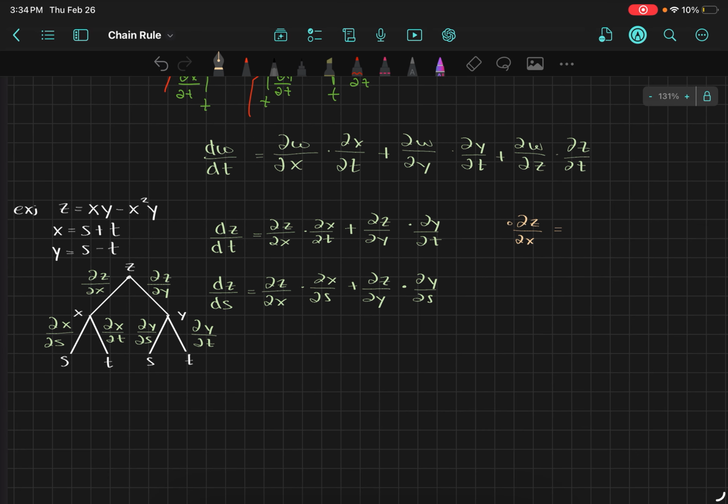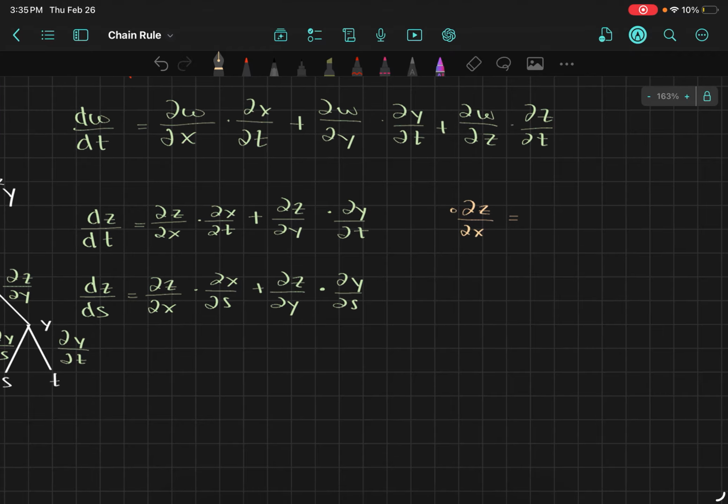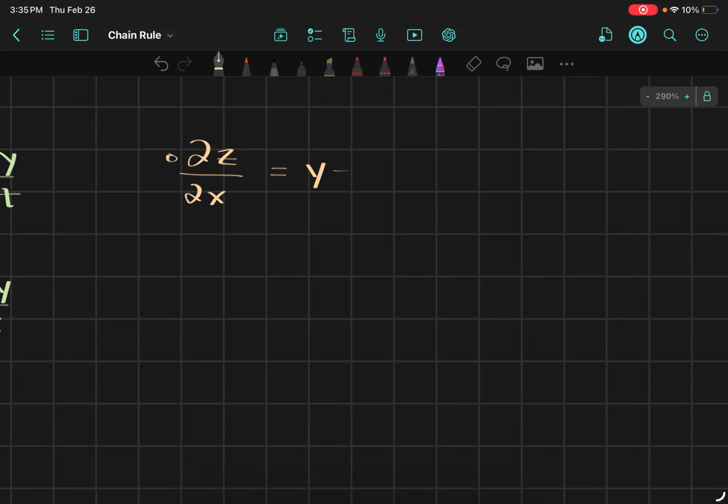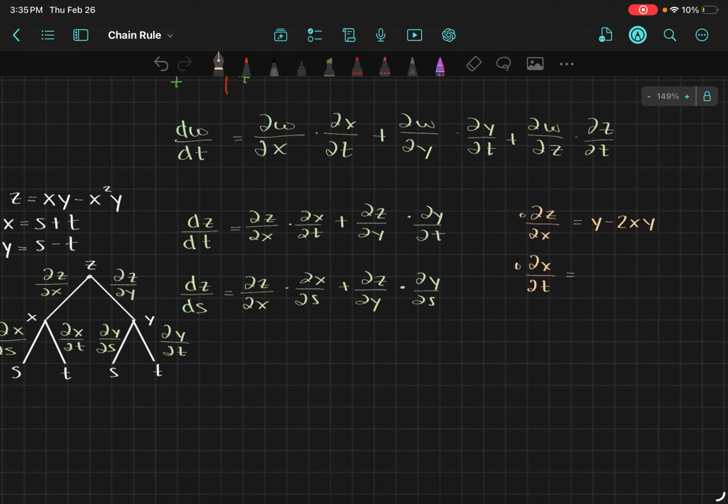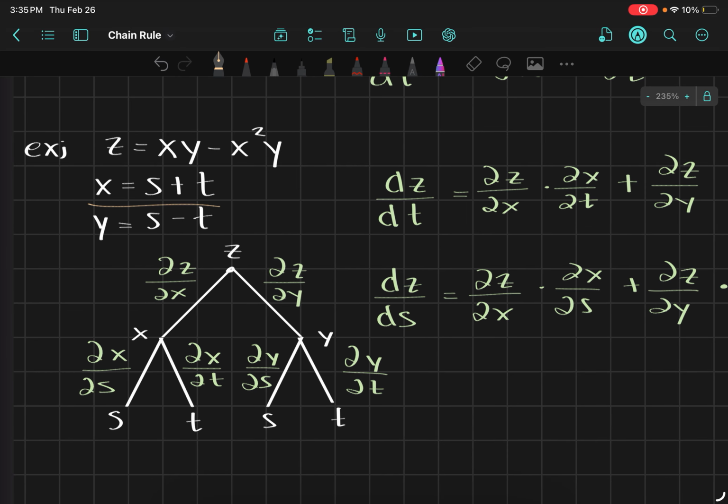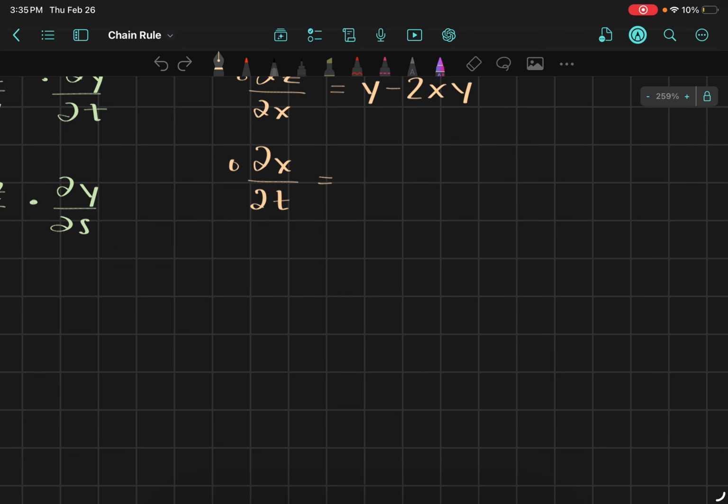Haven't really seen these too often. I explained it very briefly in the partial derivative video, but just treat y as constant. So we are going to have y minus x squared, or 2xy. I apologize. That's dz/dx. And our dx/dt is going to be taking the partial of this with respect to time. That is just going to equal 1.